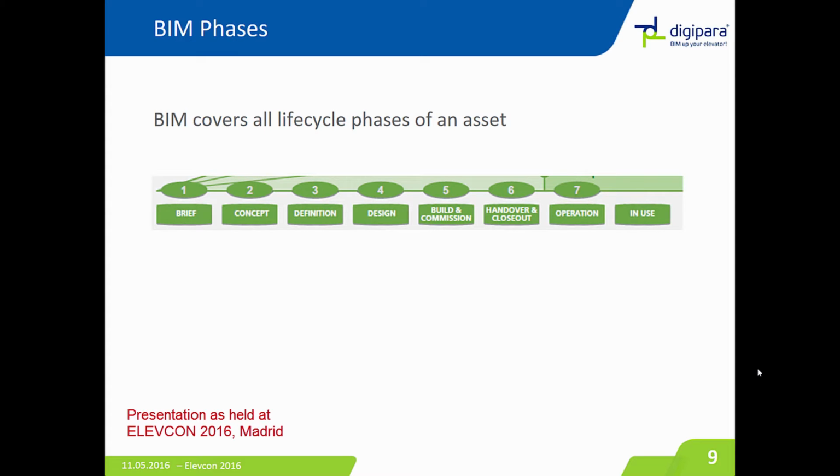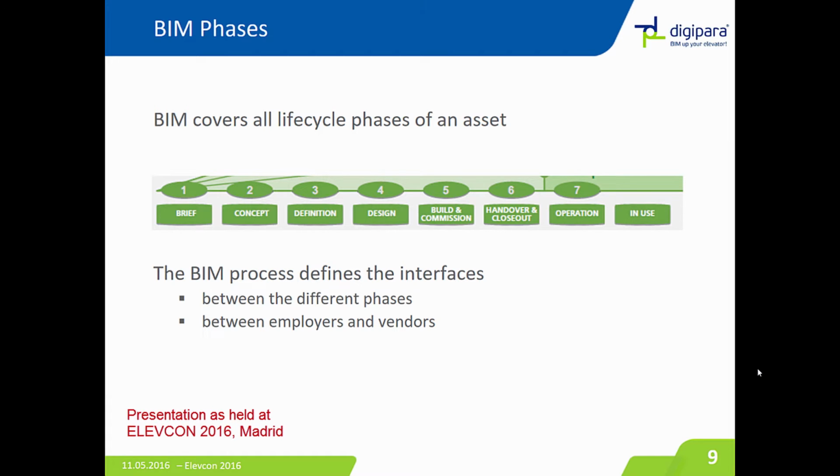There are different BIM phases, and BIM covers all lifecycle phases of an asset. It starts with brief and concept, then the definition and design of your elevator, finally building, installing the elevator, and then there is a handover to the operation team of the building. And finally, the last phase is the in-use phase. And during all these phases, more and more information is added to the product information model.